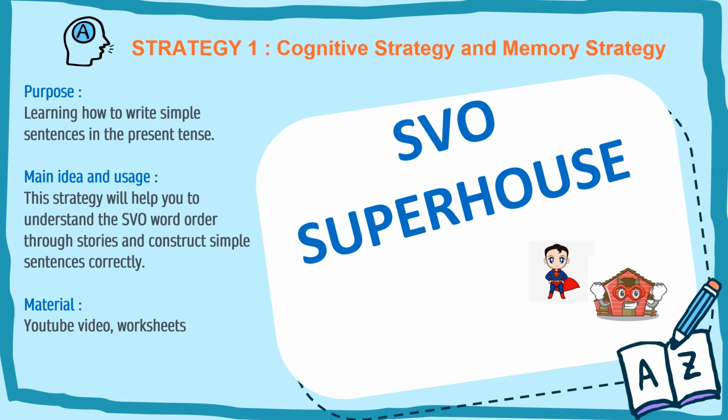The main idea in this strategy is to help the Year 3 pupils understand the usage of the SVO (subject, verb, object) word order through stories and construct simple sentences correctly. The materials used for this strategy are YouTube videos and worksheets.